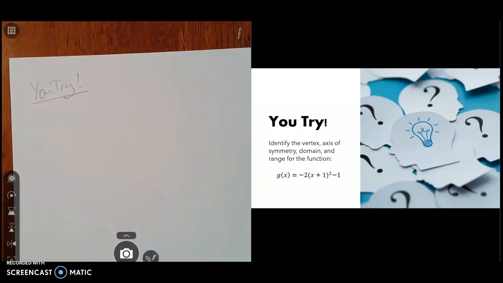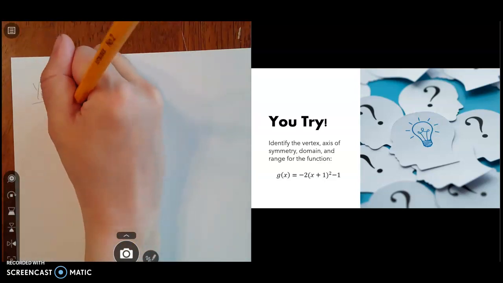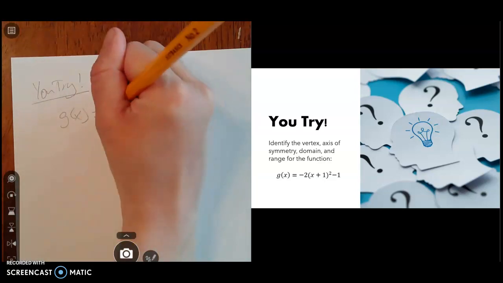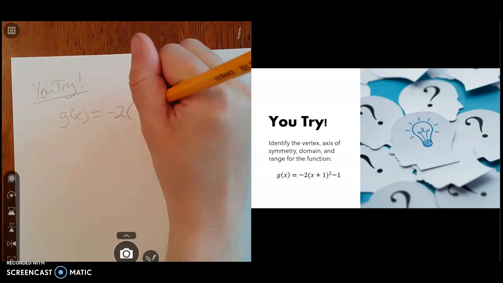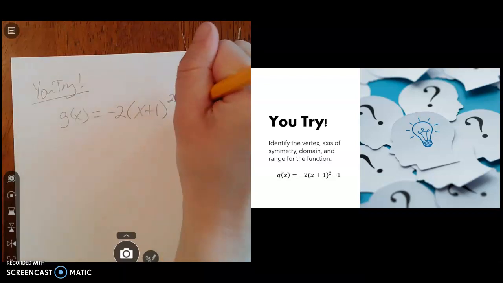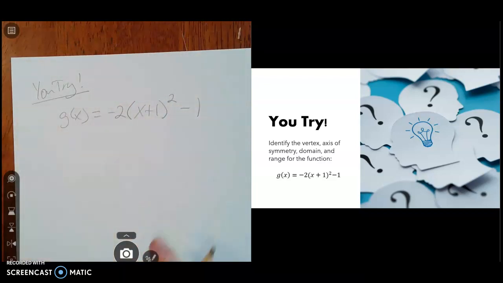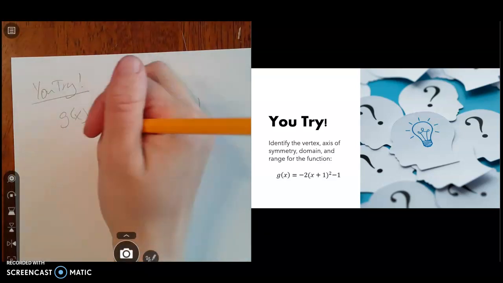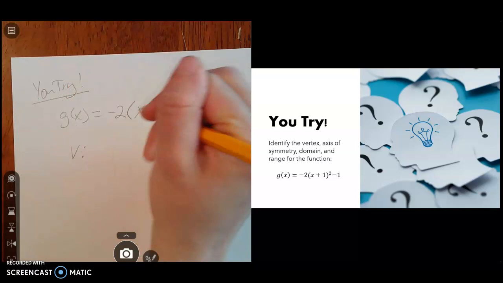You all just finished a U-try where I asked you all to identify the vertex, axis of symmetry, domain, and range for the function g of x equals -2 times (x plus 1) squared minus 1. So you can actually do all of this without graphing if you'd like to. So the vertex, let's start there.